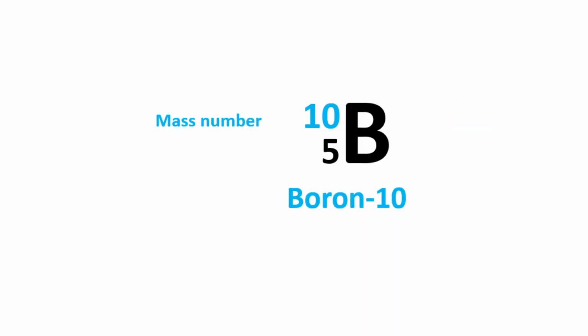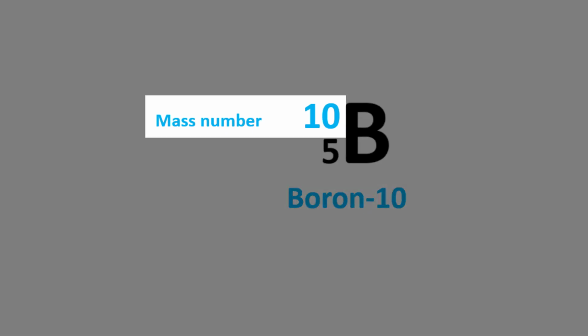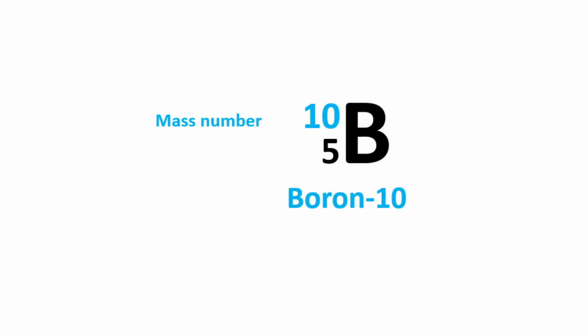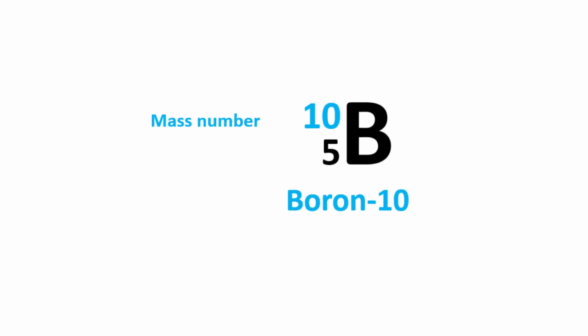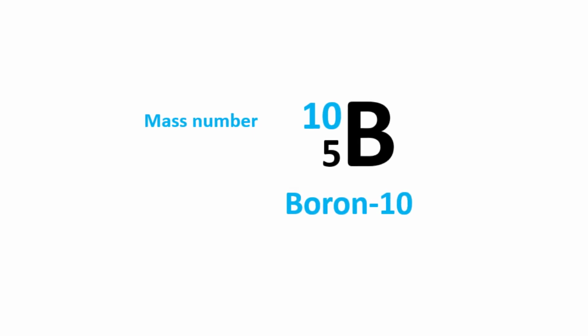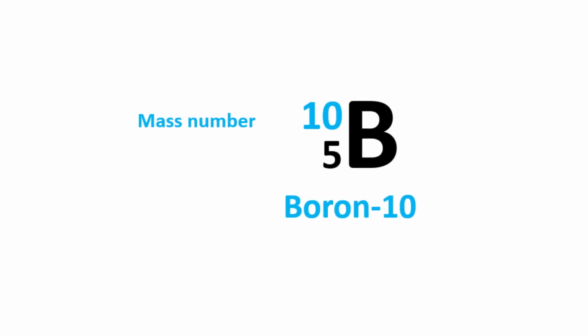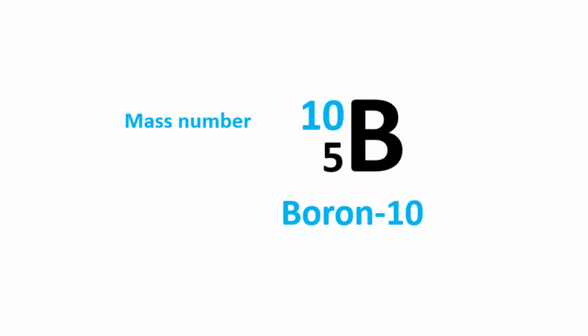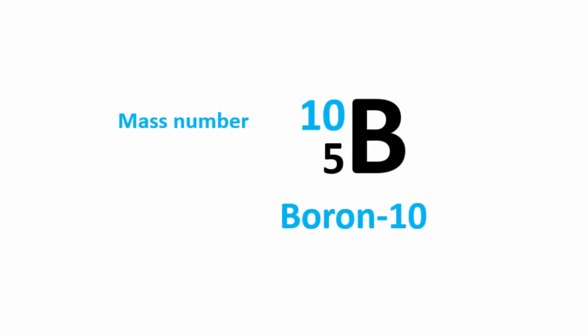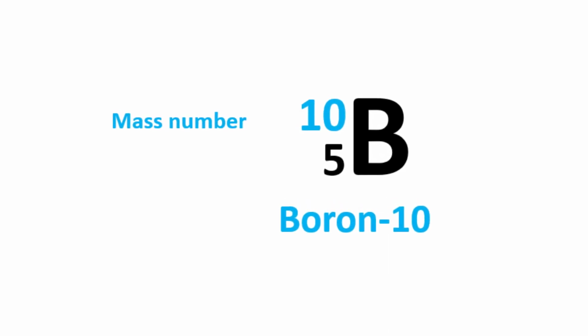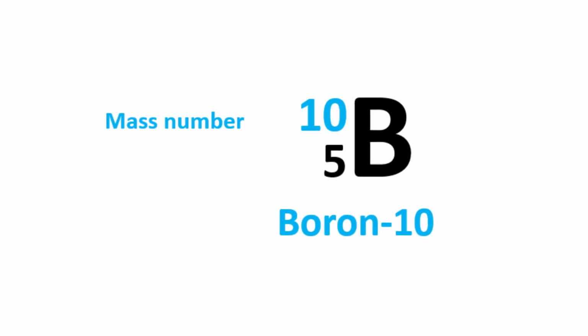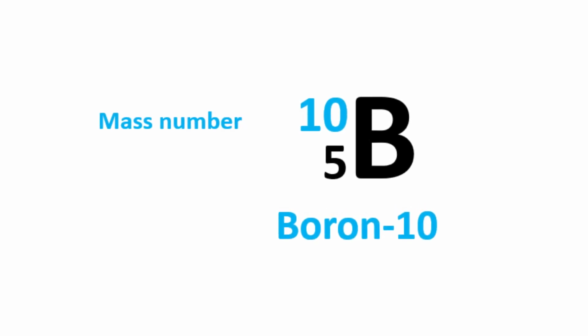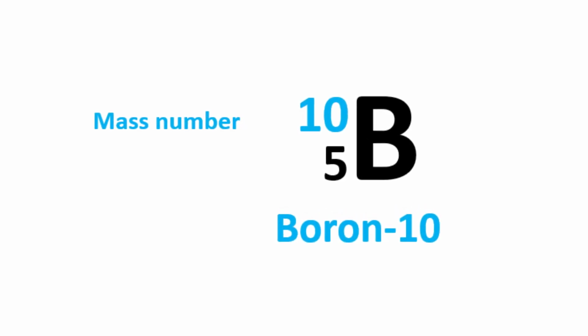Protons and neutrons have roughly the same mass, so we say the mass number of this boron nucleus is 10. Using these two numbers, the atomic number and the mass number, we can define any nucleus. The atomic number tells us the number of protons, and therefore what element it is, and the mass number tells us the total number of protons and neutrons. For short, we'd call this nucleus boron 10.